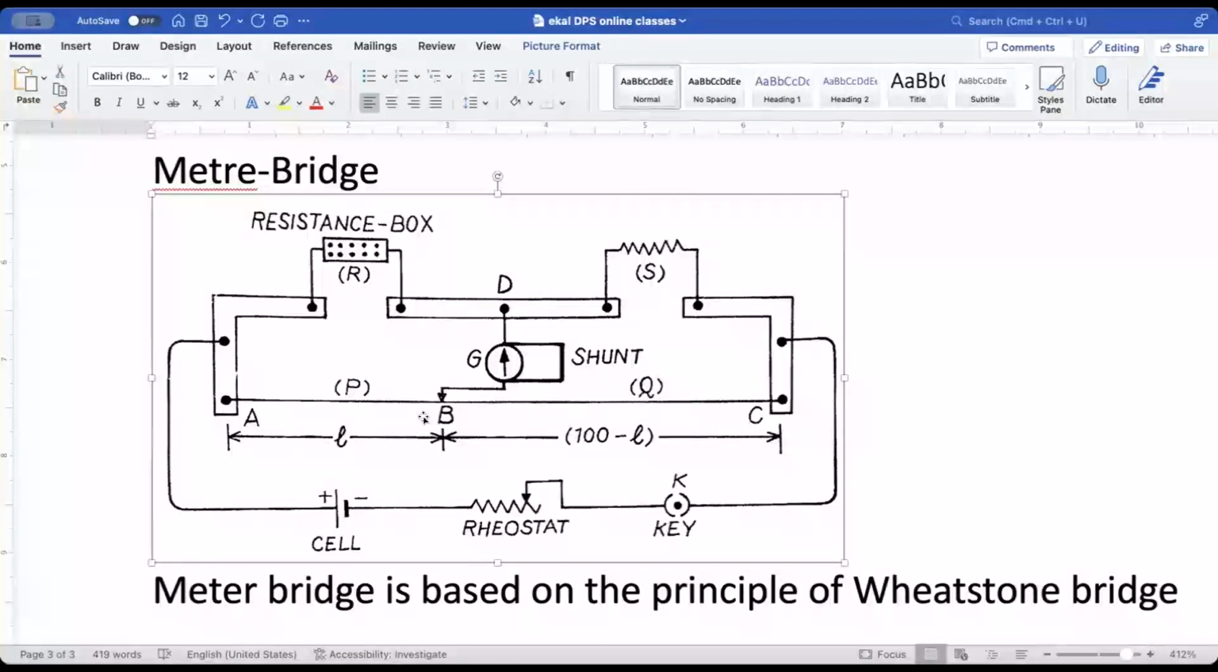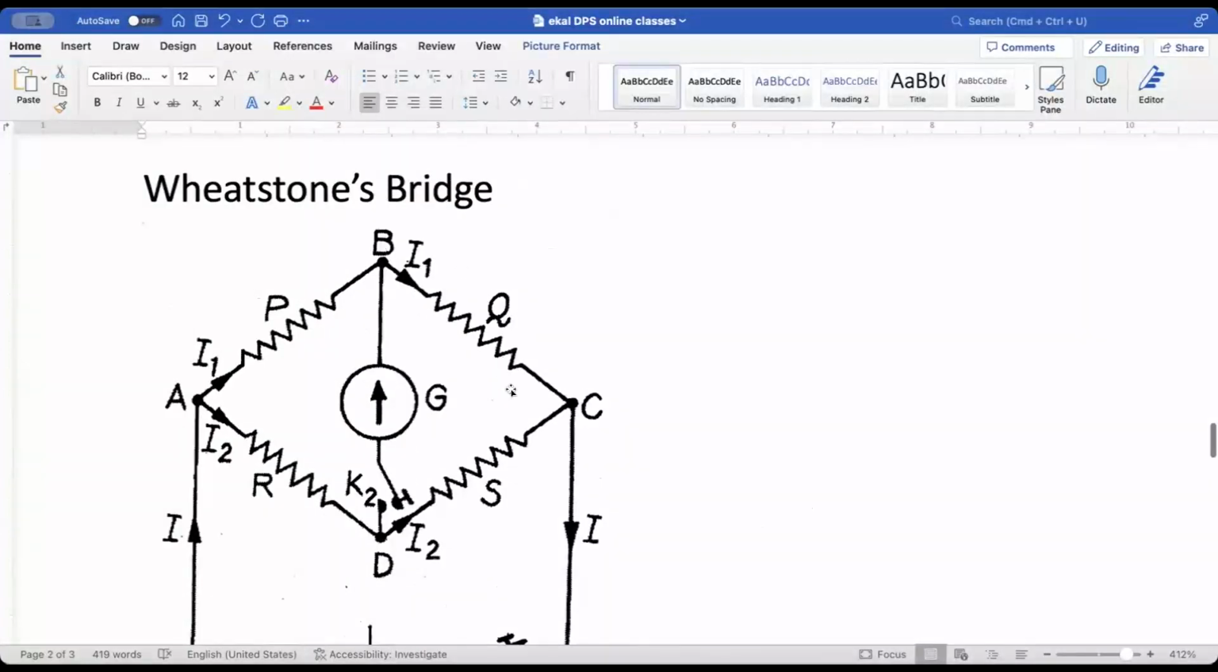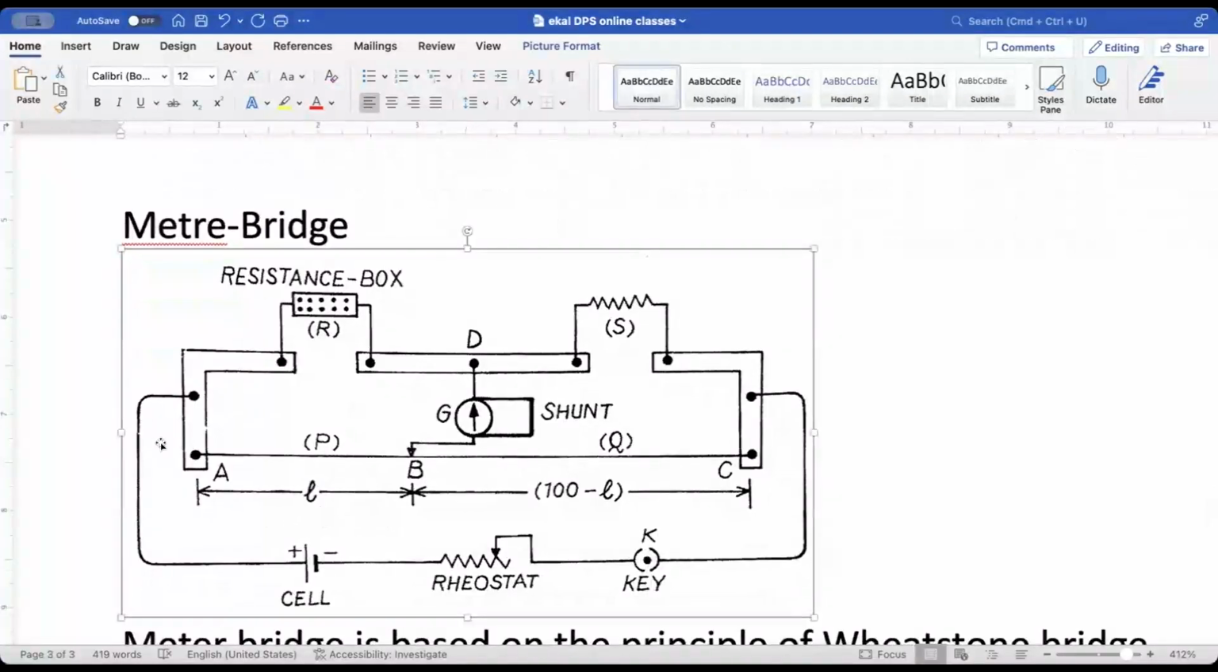When the sliding jockey touches the wire AC at, let's say, point B, we can say this wire is divided into 2 parts, AB and BC. They will act as the resistances P and Q of the Wheatstone bridge. So these are the 2 resistances, of length AB and length BC.